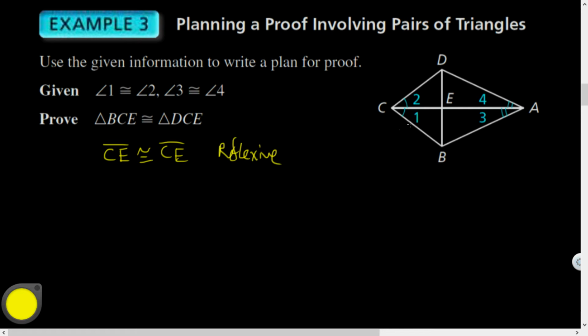So that's congruent to itself. Now for that triangle, I've got an angle and a side. If you can show that this is congruent to that, I'd have a side angle side, if I could get that far. But I don't know that yet. But check this out, friends. What if I could prove something about the big triangles first?